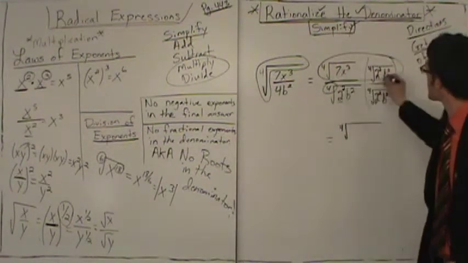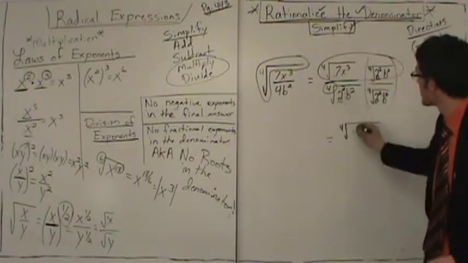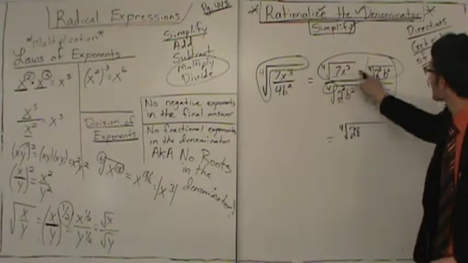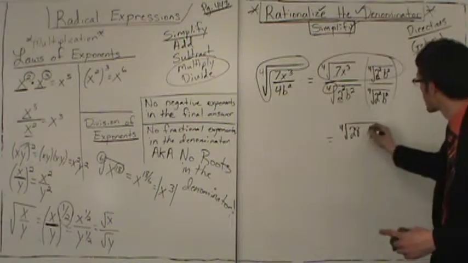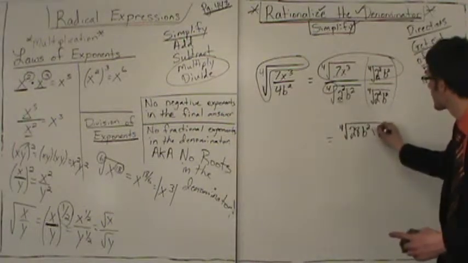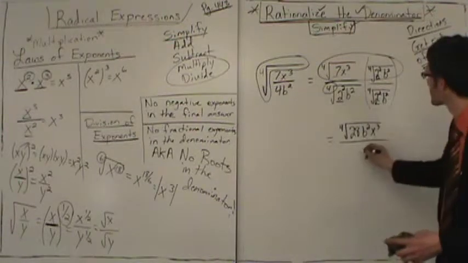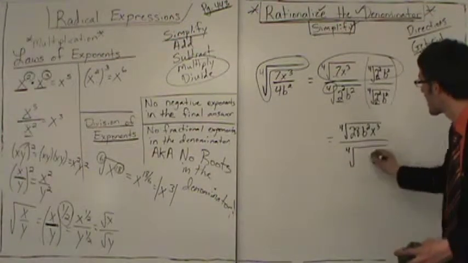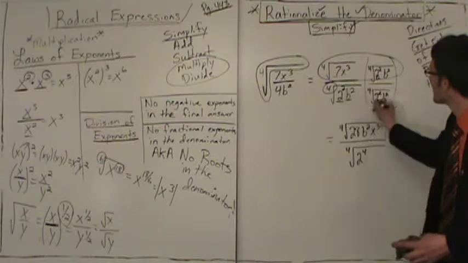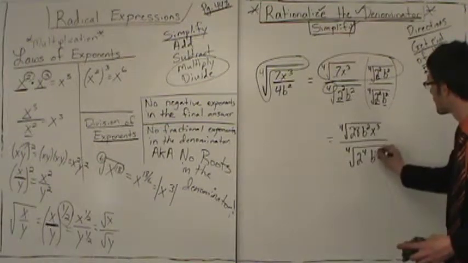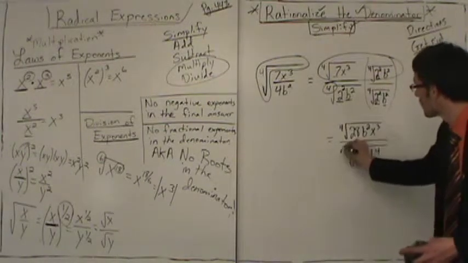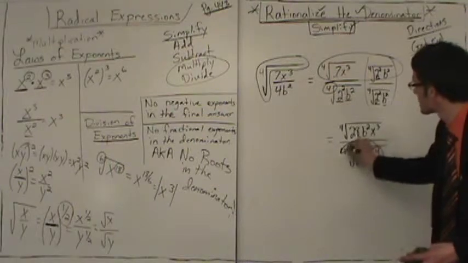Okay, so 2 squared is 4 times the 7 gives 28. We have an x cubed and a b squared. Put your variables in alphabetical order, so this is going to be b squared x to the third all over. Now, we have 2 squared times 2 squared gives what? The fourth root of now 2 to the fourth. b squared times b squared gives b to the fourth. And can we take out groups of 4? Yes, we take out groups of 4.